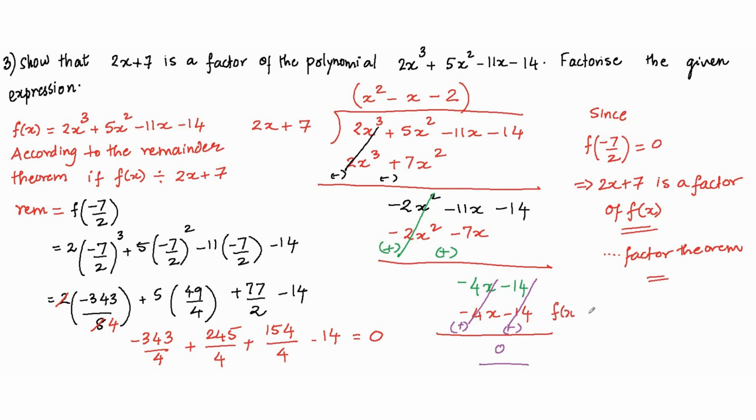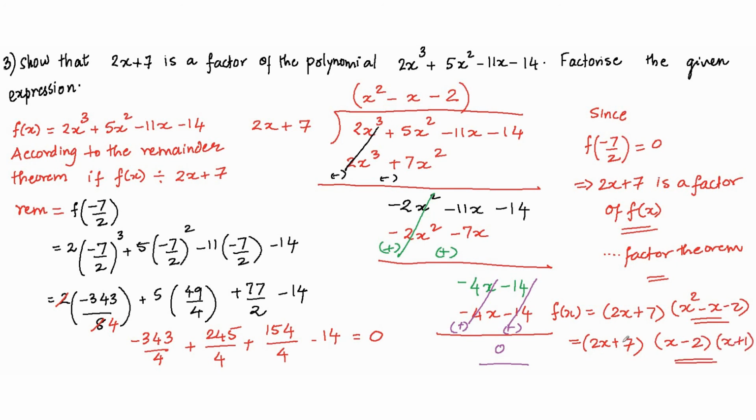f of x is equal to 2x plus 7 is one factor, multiplied by x square minus x minus 2. This is a trinomial which we know how to factorize. So it becomes 2x plus 7 times x minus 2 into x plus 1. This is the final answer.